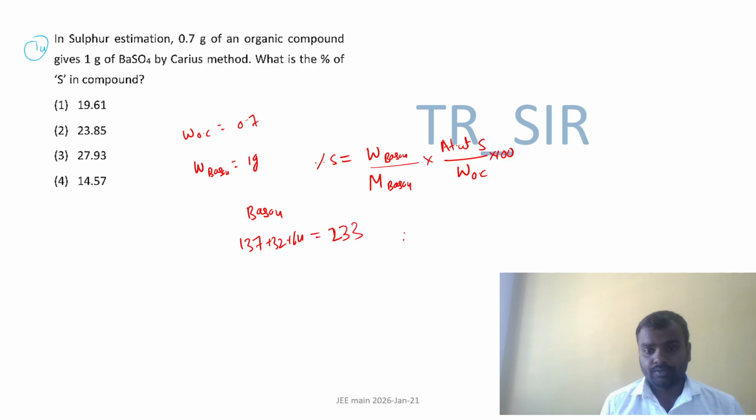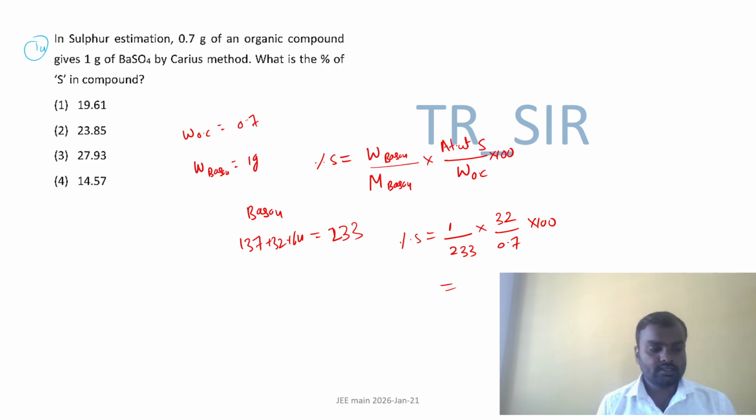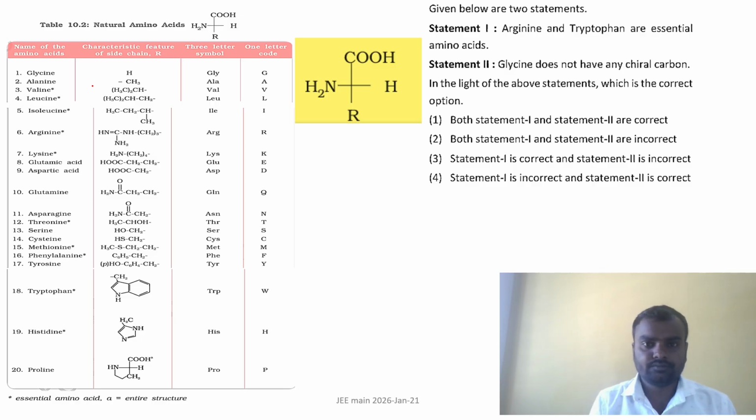Substitute these values here. Percentage of sulfur is equal to weight of BaSO4, which is 1, by 233, into atomic weight of sulfur 32, by organic weight 0.7, into 100. Let us solve 233 into 0.7, so 163, and 32 by 163 into 100, you got 19.6. Approximately, if they have given 20, we can take that one. That is option A, the right answer.